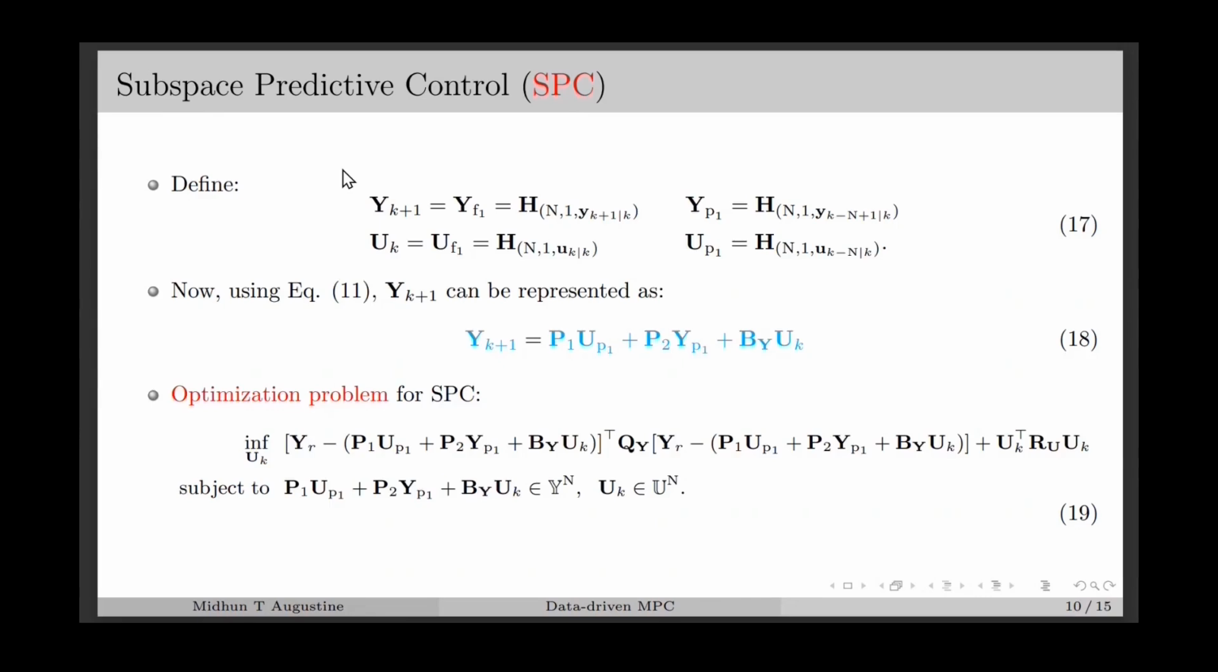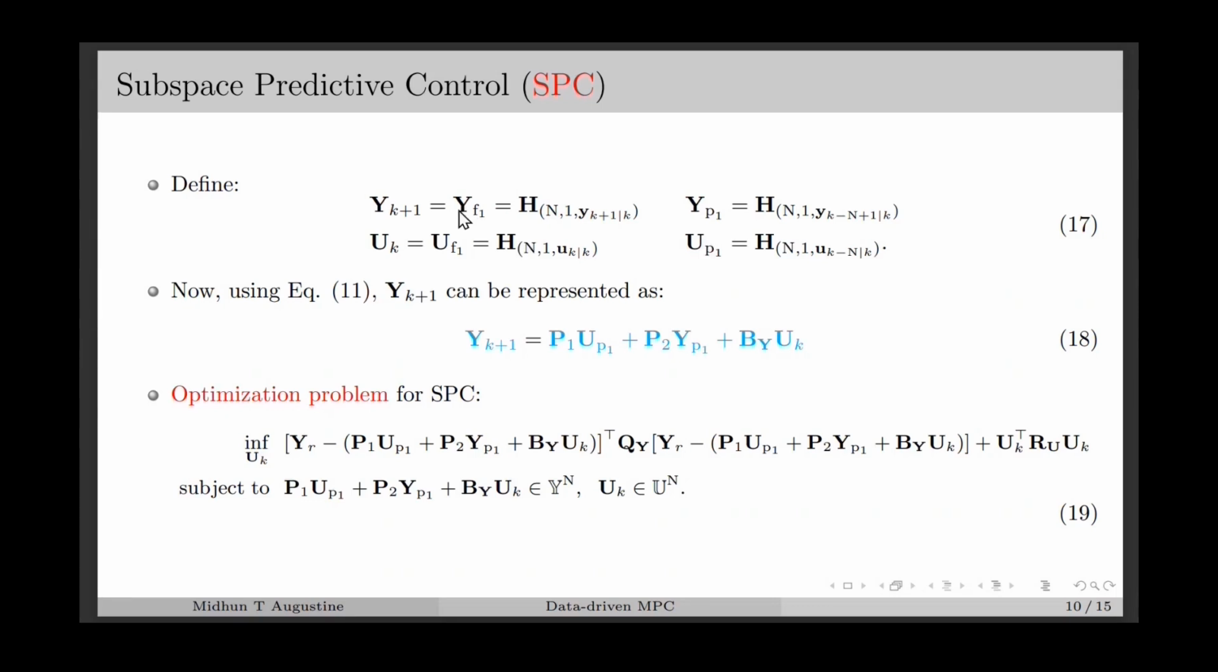In SPC, we use the Hankel matrix equation derived in the previous slide to compute the predicted output sequence. Here, the predicted output sequence is denoted by capital Y(k+1) and the control sequence Uk, which can be considered as the future sequence in the MPC. And these YP1 and UP1 are considered as the past data sequence which are used in SPC.